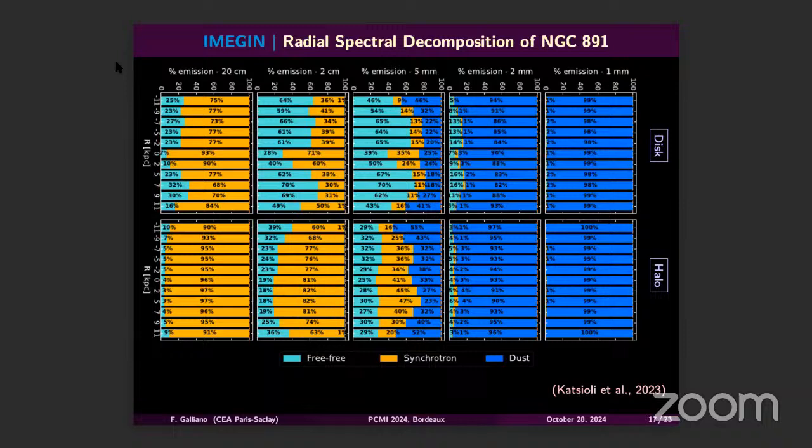And so you see that there is not so much difference as a function of radius, except in the center where you see the bulge of the galaxy, but it's quite homogeneous. But you see a quite large difference between the disk and the halo, especially concerning the synchrotron contribution, because the magnetic field in these galaxies really follows the outflow.